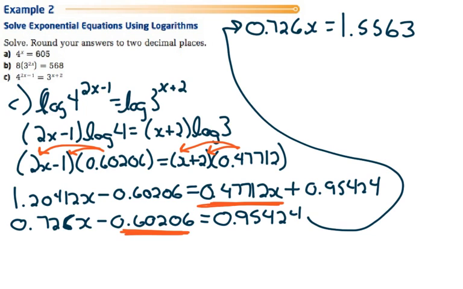Divide both sides by 0.726, go to 2 decimal places, we get that x equals 2.14.